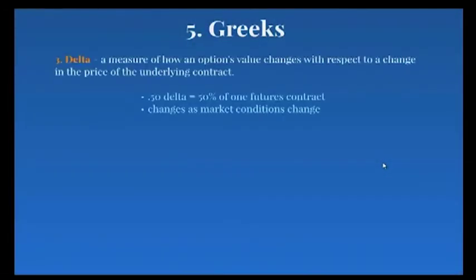Right, moving along. 3 more Greeks here. The third one is delta. You're probably familiar with delta. I know Jim talks about delta a lot, and it's on the US chart website. The definition of a delta is a measure of how an option's value changes with respect to a change in the price of the underlying contract.